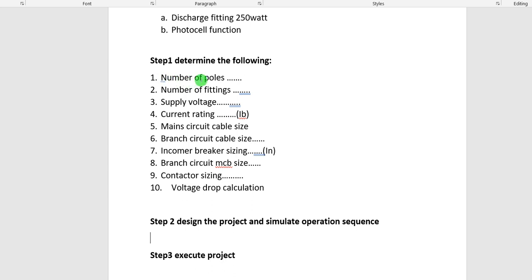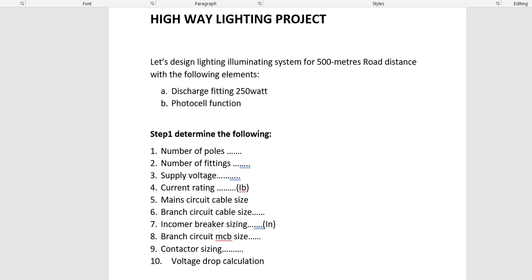So let's work with that information. One, the number of poles to install. You have to determine that. How do we know that? 500 meters is what we are given as the distance coverage. So how do we go? Because we are not given the illumination rating, and every lighting fitting has its illuminating strength, that is the rate at which you cover the brightness.